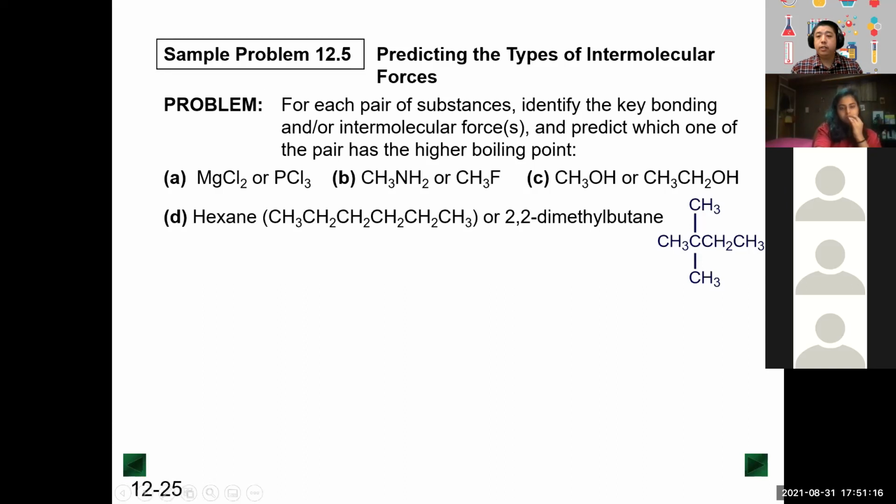Okay. Does anyone else still need more time? Okay. So we're going to go ahead and look at each one. Remember, you're picking either left or right. So if we're looking at A, you're picking either MgCl2 or PCl3. Which one of these has a higher boiling point? You're not picking multiple choice between them. There are four questions. So for the very first one, you can either type in MgCl2 or PCl3. Which one has a higher boiling point?